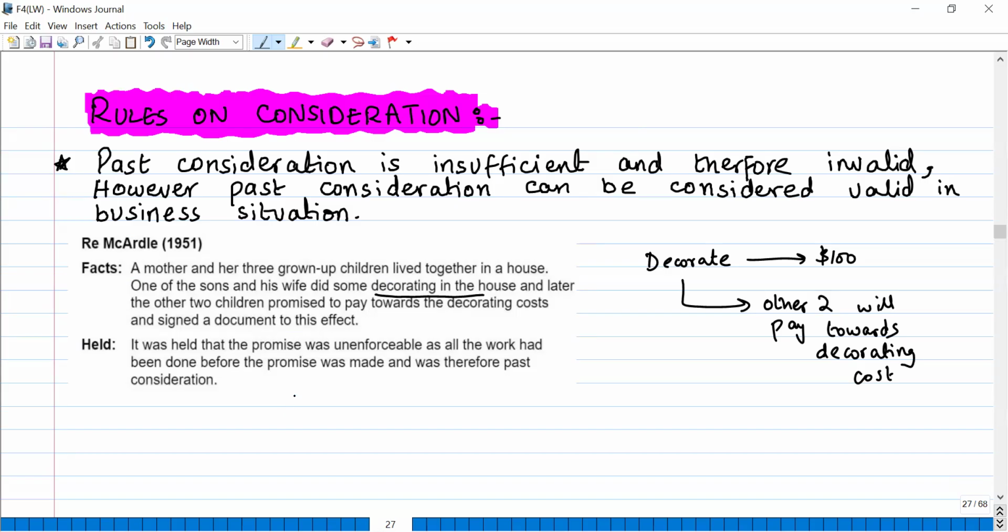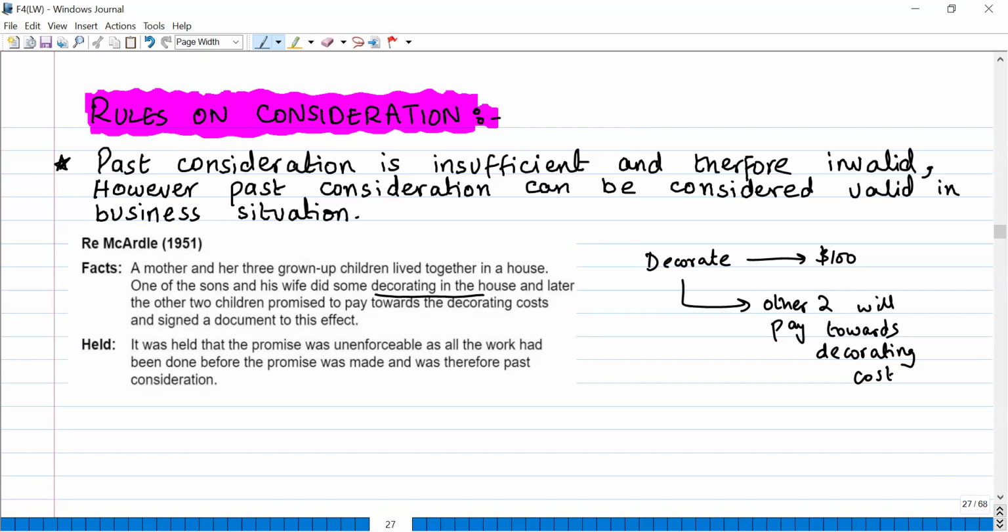They should have first made a promise. They should have first signed an agreement, and then they should have paid the decoration cost. The judge said that the consideration from the son and his wife, the act that they performed, was done in the past, and afterwards the agreement was made. So that is unenforceable. Why? Because the consideration was in the past. Past consideration is insufficient and therefore invalid, and it does not form any binding contract.